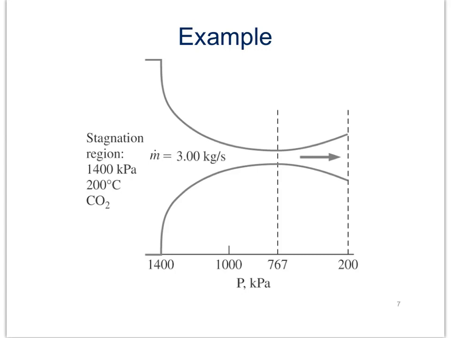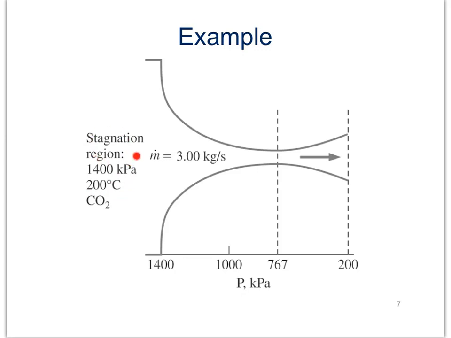So what we have in this situation is CO2 flowing steadily through a varying cross-sectional area nozzle or duct, such as what's shown here in the figure. The mass flow rate is 3 kilograms per second. The carbon dioxide enters at stagnation values of 1400 kilopascals and 200 degrees C.